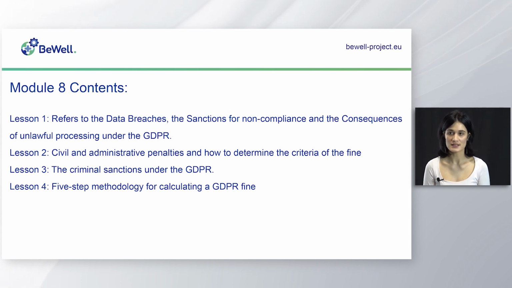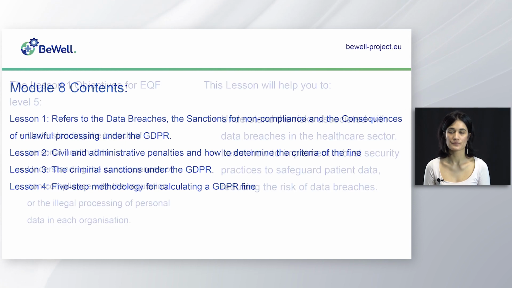Lesson 2 addresses the civil and administrative penalties and how to determine the criteria of the fine. Lesson 3 continues by addressing the criminal sanctions under the GDPR and presents the European Data Protection Board. Lastly, Lesson 4 explores the consequences of unlawful processing of personal health data with the use of a case study.